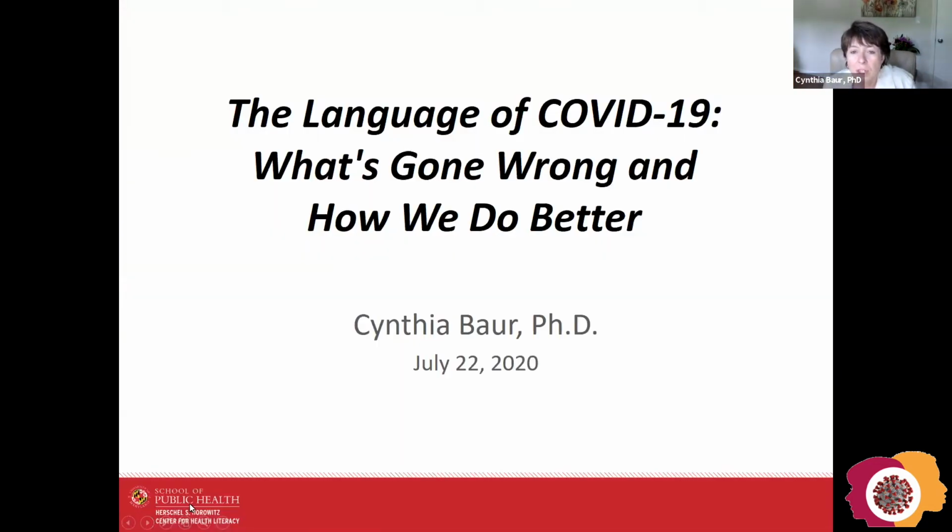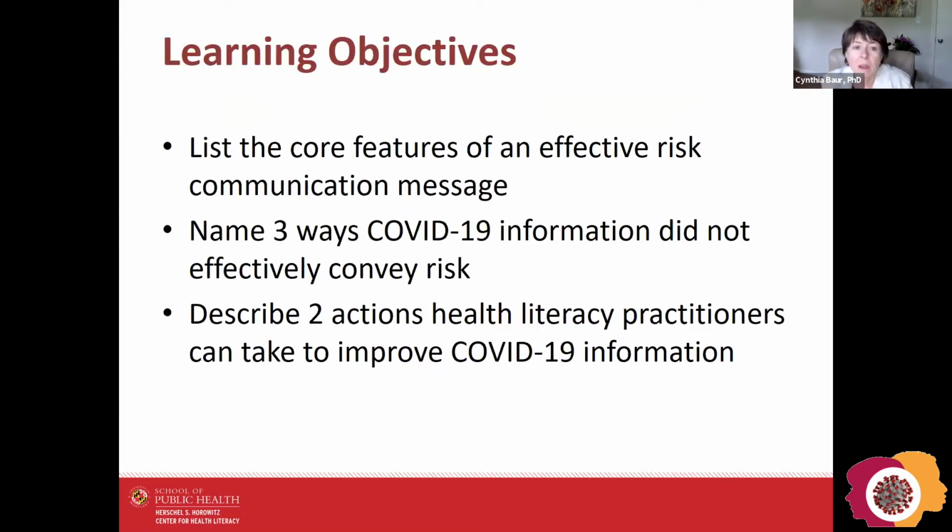So the title of this afternoon's talk is The Language of COVID-19: What's Gone Wrong and How We Do Better. I'm going to be reviewing different messages and pieces of information that have been publicly available about COVID-19 and looking at that in the context of different risk communication and health literacy concepts and principles in terms of how that communication has gone. The learning objectives for this afternoon are to look at the features of effective risk communication messages, to look at 3 ways that COVID-19 information has not followed or matched those effective features, and then to describe 2 actions that health literacy practitioners can take to improve COVID-19 or really any information related to health risks.